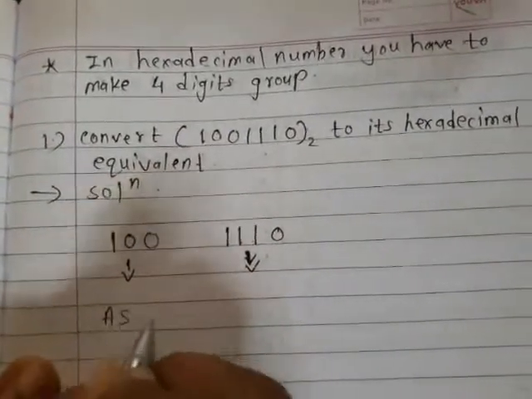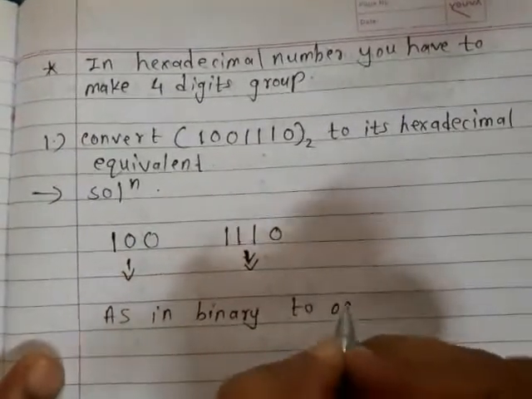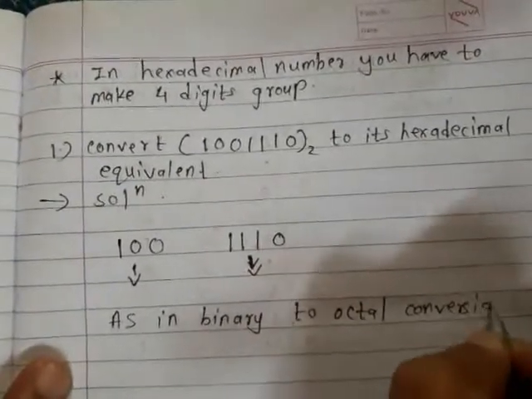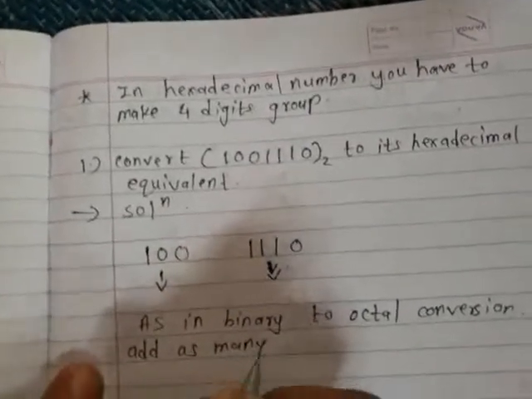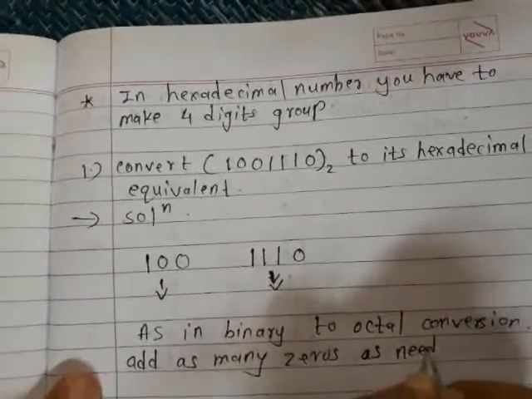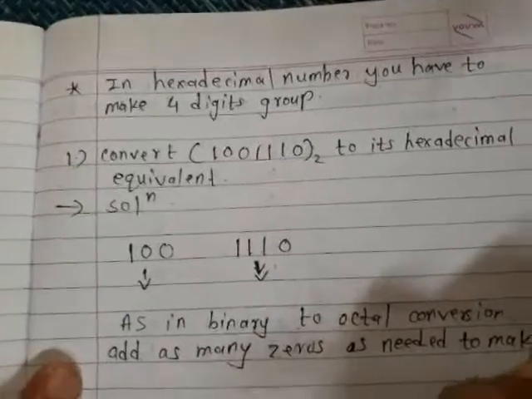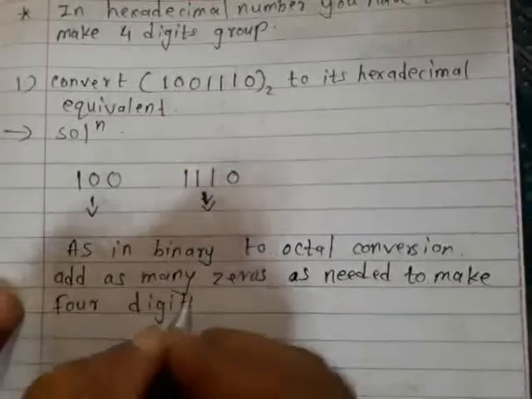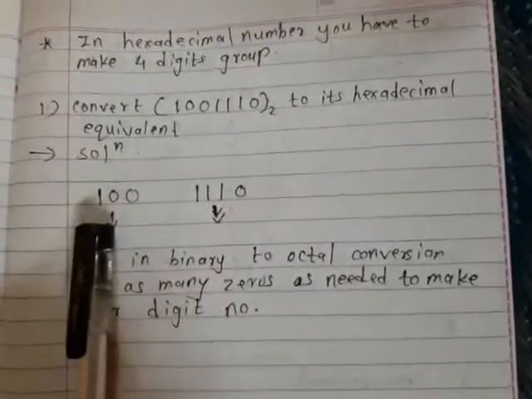Now see, as in binary to octal conversion, add as many zeros as needed to make a 4-digit number. Okay, now see here 4-digit number and here only 3.